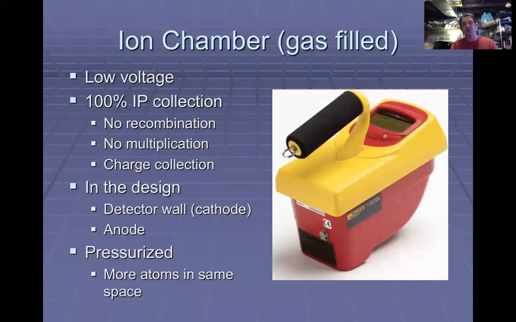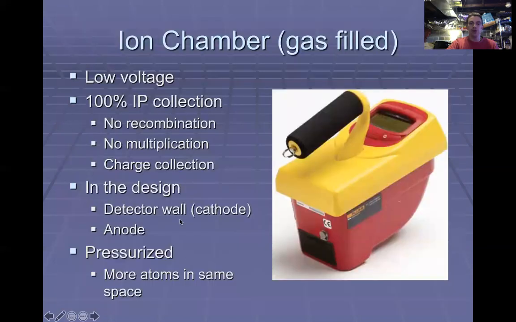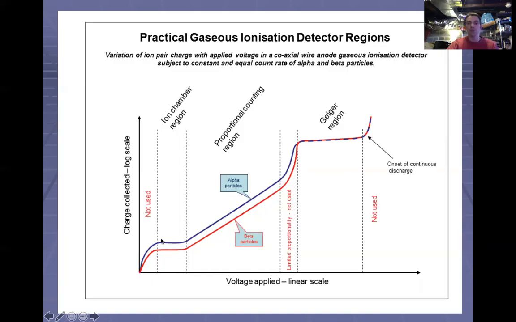It's worthwhile because this is the basis of probably 90% of the instrumentation that we use in the hospital. So going to the first region, that is the ion chamber region. You can see that this is the lowest voltage region.